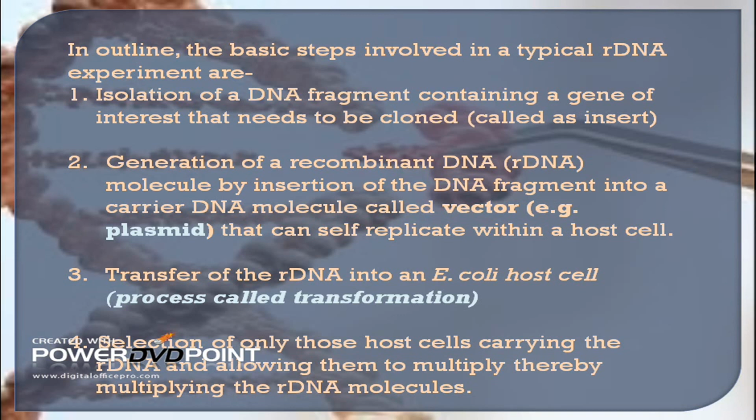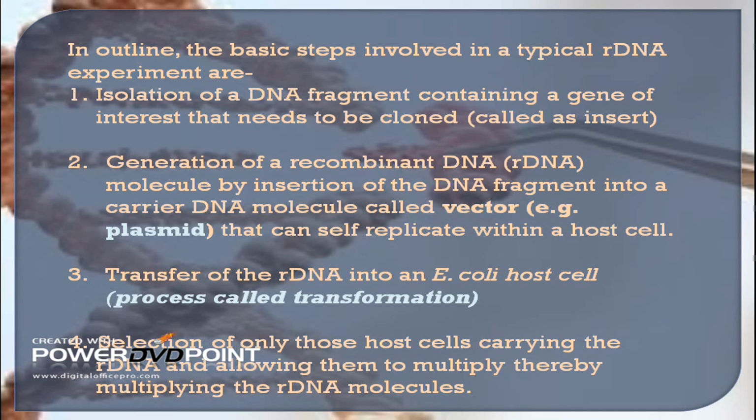The number 2 step is the generation of recombinant DNA. Number 3, that recombinant DNA is now transferred into a competent host cell. Host cell can be a microorganism, can be a plant cell, or can be an animal cell. Typically, we take E. coli host cells. So the 3rd step would be to transfer these rDNA molecules into a host cell.